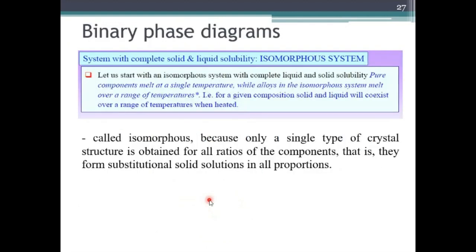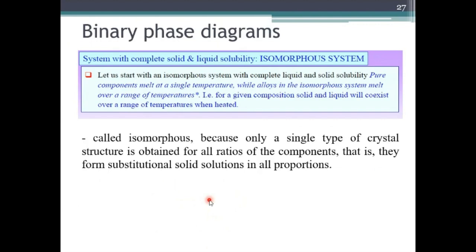Next is the binary phase diagram. Here, the system should be completely soluble in the solid, or completely soluble in the liquid. Only those kinds of components can be used to draw the binary phase diagram. That kind of system we call an isomorphous system.